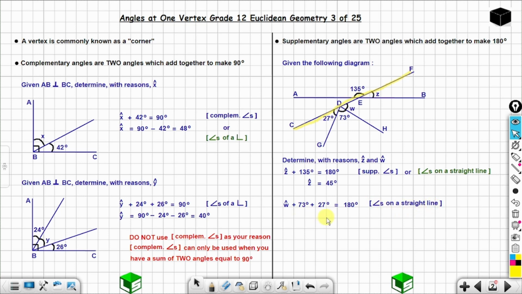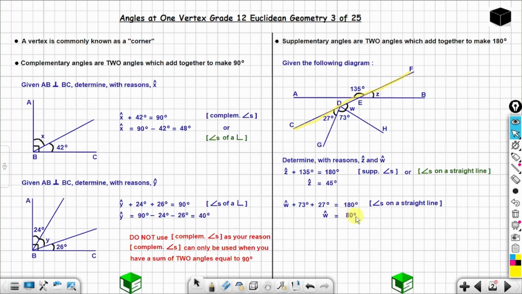So we carry on. The angle W is equal to 180 degrees minus this. This is 100, okay, 73 plus 27. This is 100. You take it to the right. Now you have minus 100. So you are going to have 180 minus 100. You are going to get 80.